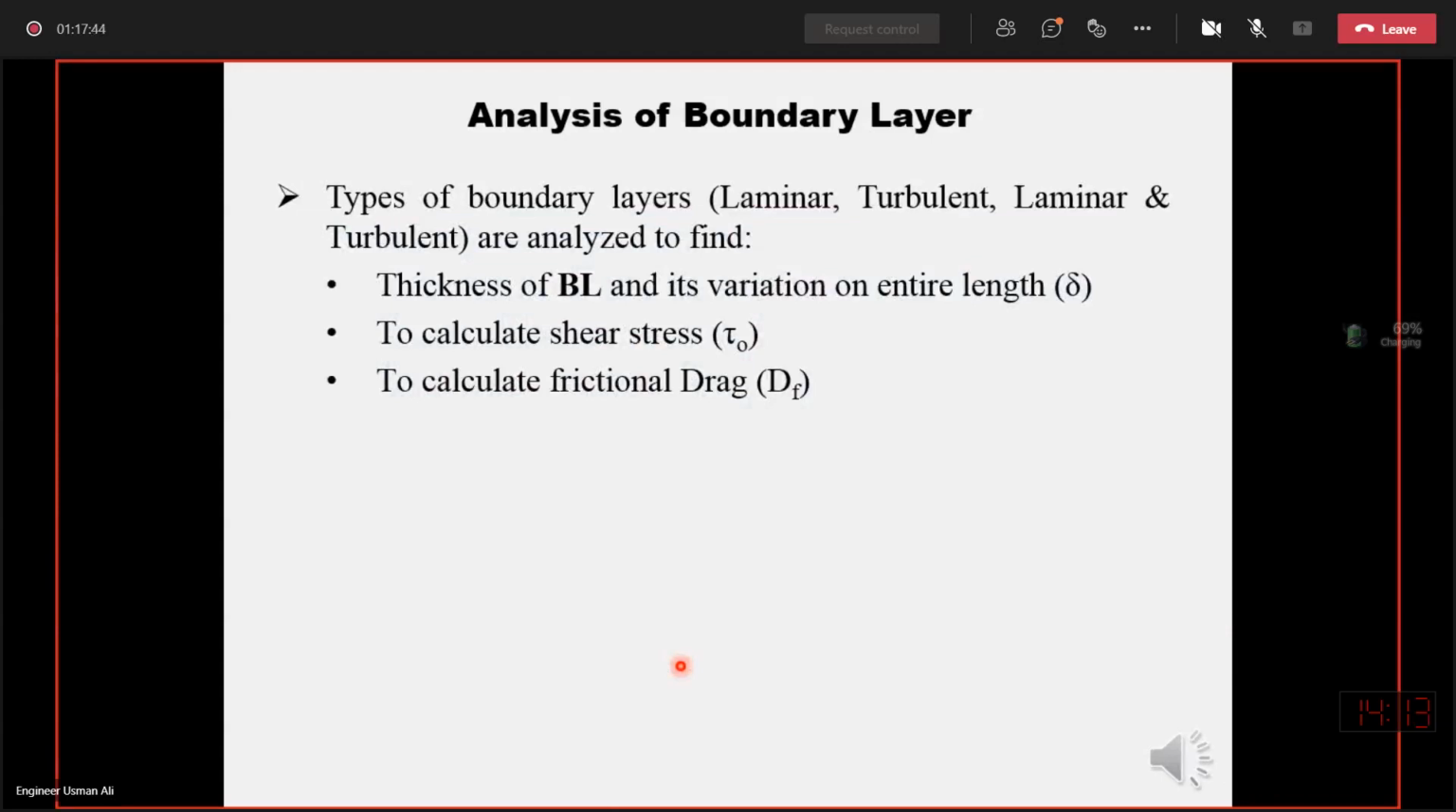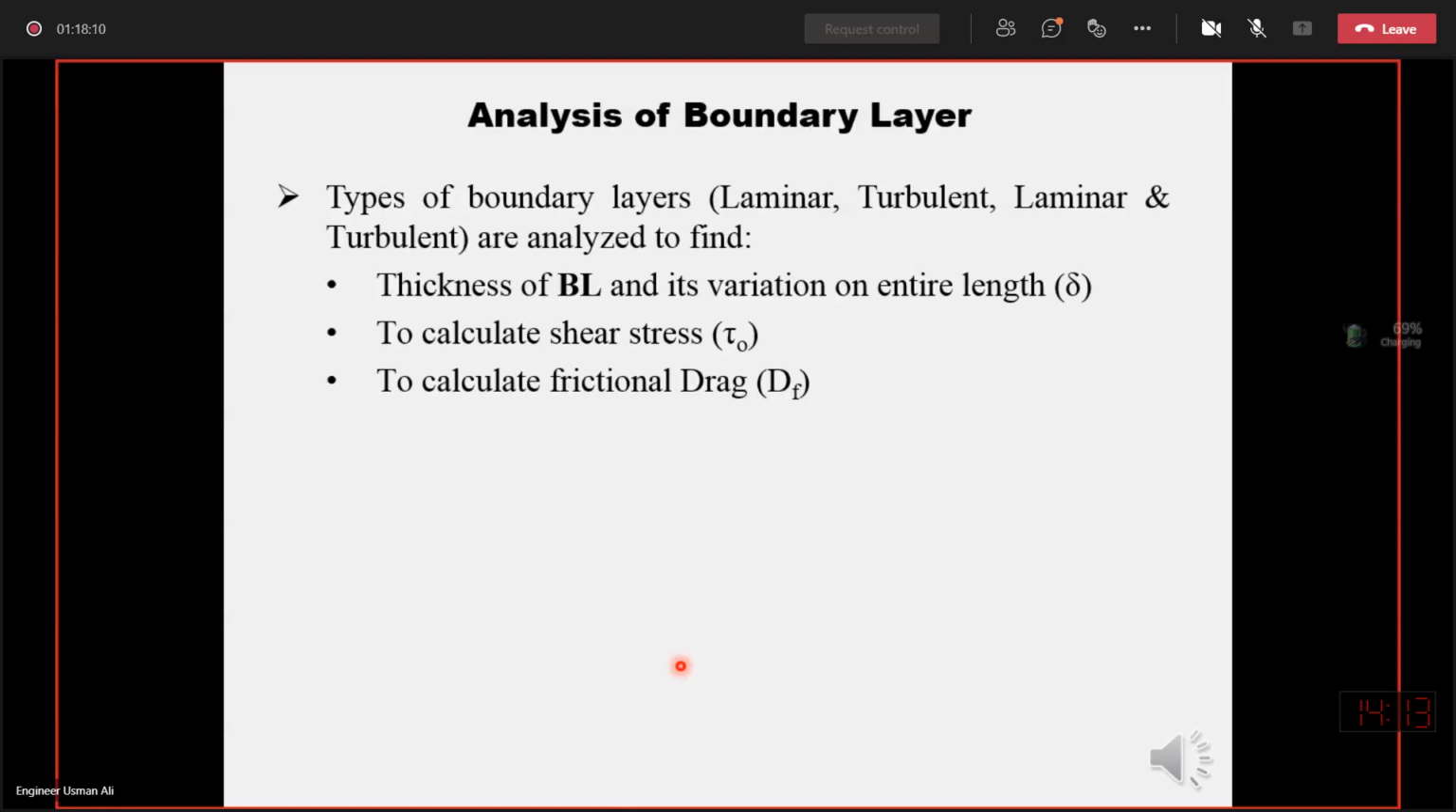Then we have to calculate the shearing stress which develops between the moving fluid and the surface of the plate; its expression has to be determined. And thirdly, to calculate the frictional drag dF. These are the things that we have to find mainly in this analysis of the boundary layer.